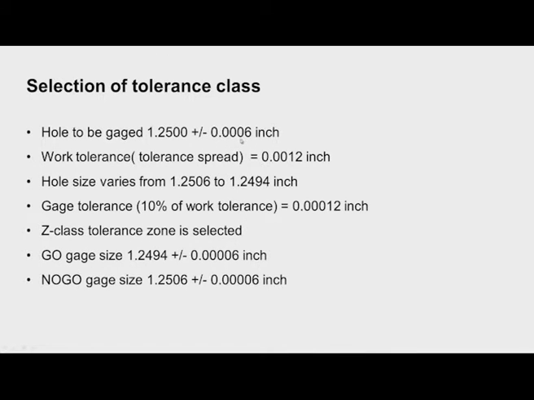Okay, that is 10% of this work tolerance, that is go gauge size will be 1.2494 plus or minus 0.0006 inch. For no go the maximum size of the hole is 1.2506 plus or minus the gauge tolerance, that is 0.0006 inch. So like this we have to select the tolerance class and then we have to design the go side and no go side of either a plug gauge or ring gauge.